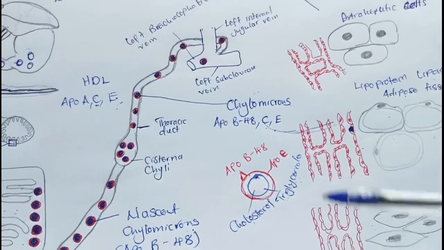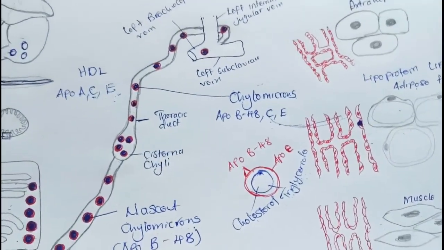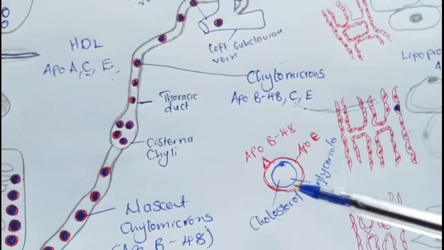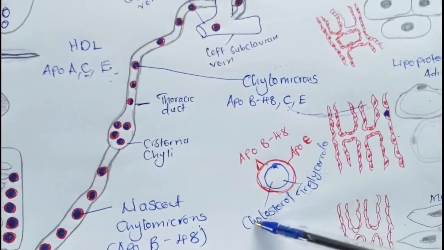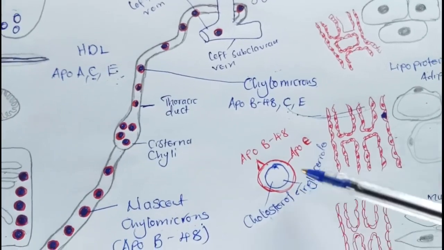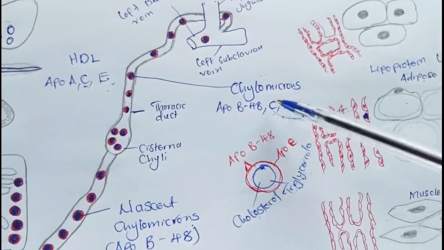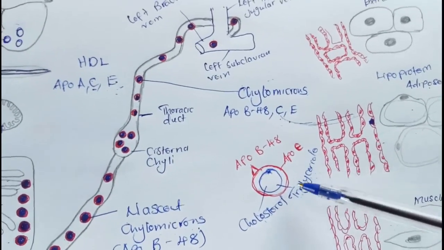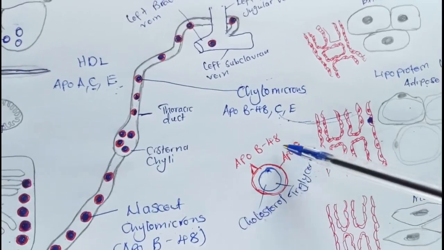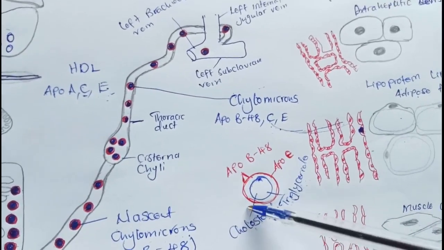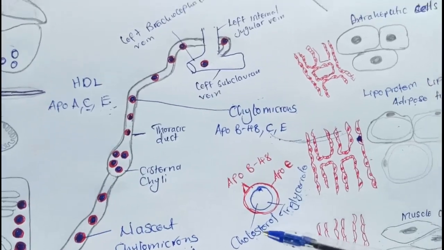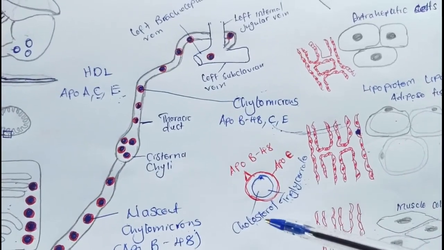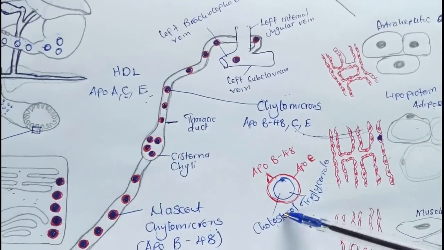Now, since we have sucked out the triglycerides, there will be remains. So what will remain of this lipoprotein? What will remain is simply a whole bunch of cholesterol. Cholesterol will remain in this lipoprotein, and since it was a mature chylomicron and we've released its triglycerides, we'll remain with ApoE and ApoB48, right? So there will be a lot of cholesterol remaining in here, and this cholesterol-rich chylomicron is known as chylomicron remnant.